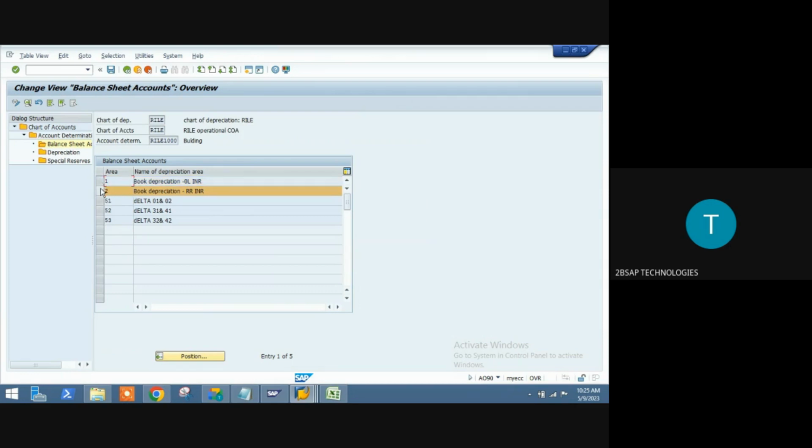So, based on your requirement, you can map your GL accounts with respect to depreciation area wise also. If you do not maintain for 02, whatever is there for 01, the same it will consider. Or if you want to differentiate, you can differentiate. If you differentiate your GL accounts here, then where you need to differentiate in terms of reporting.